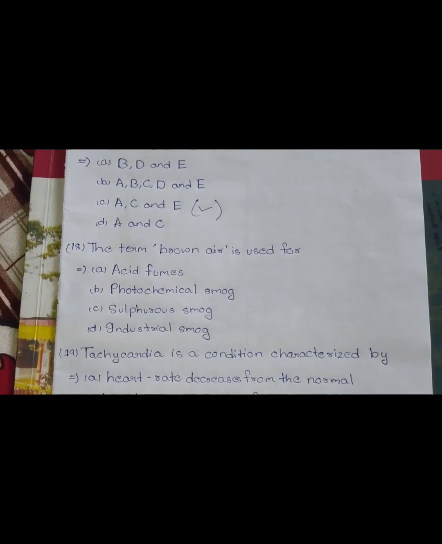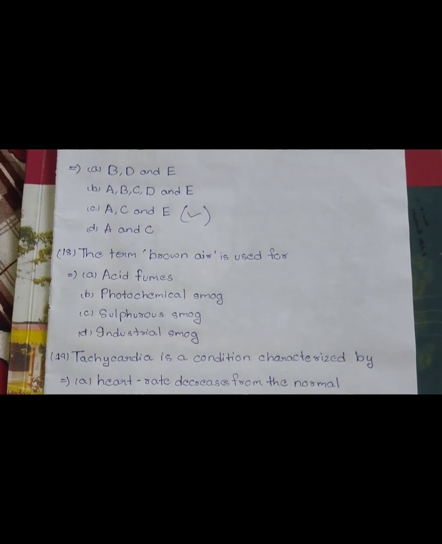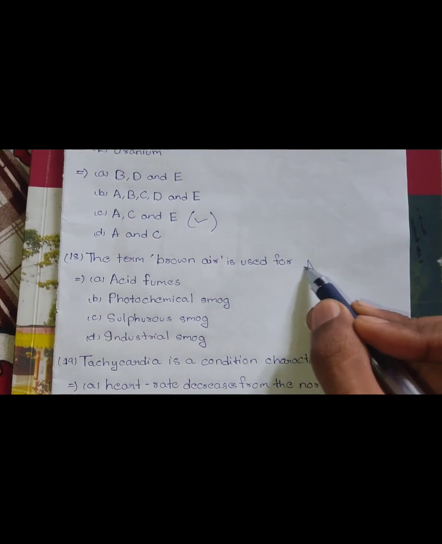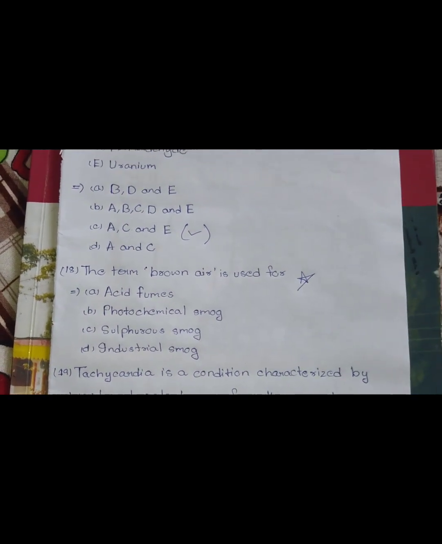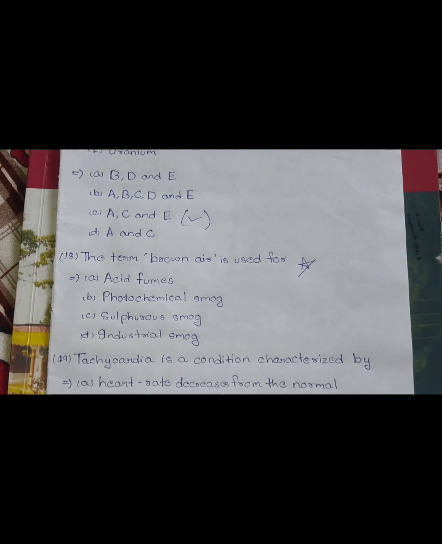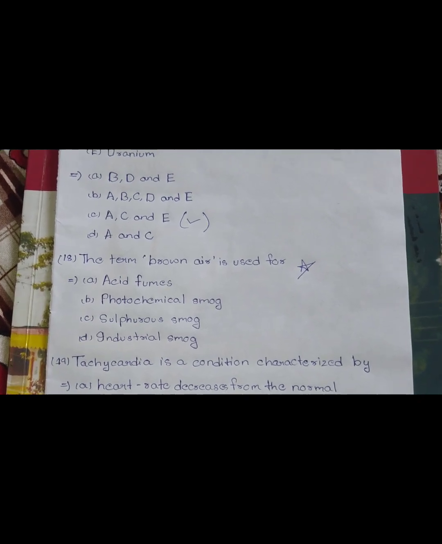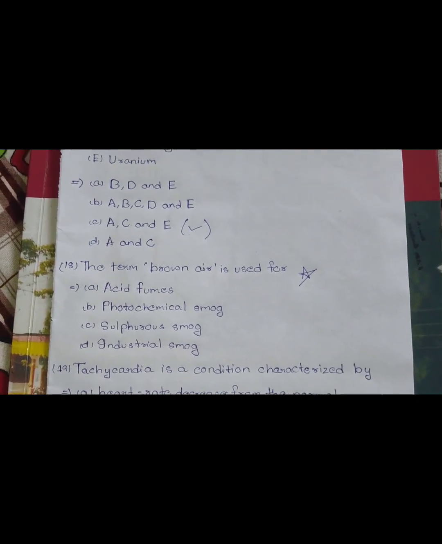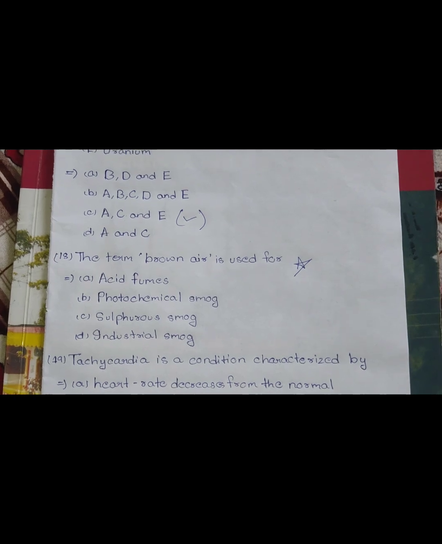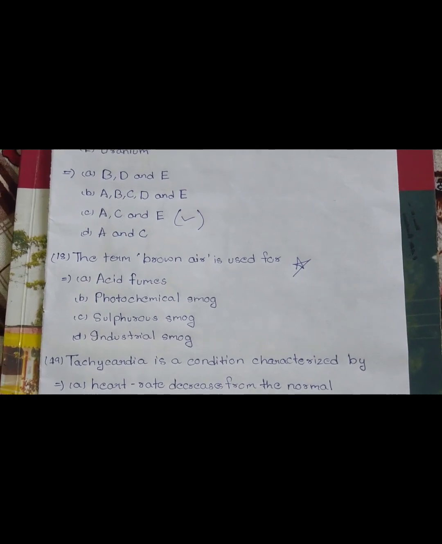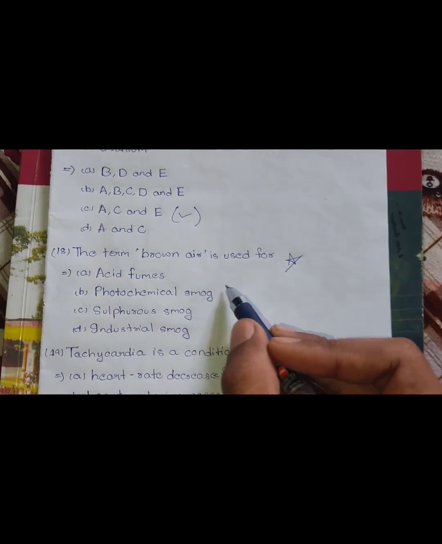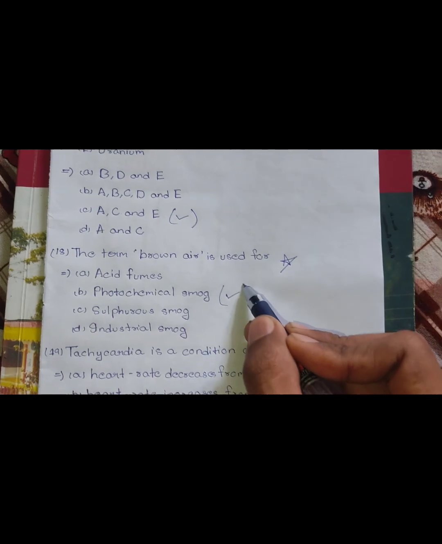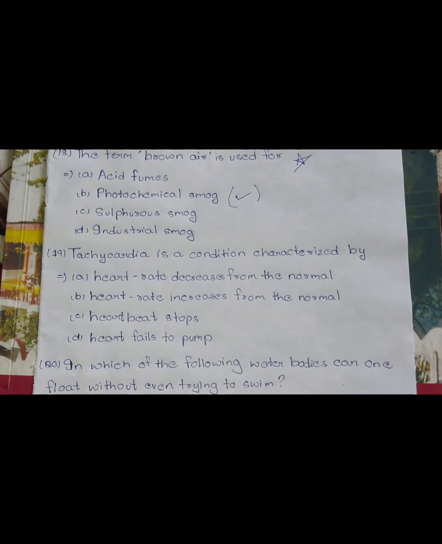The term brown air is used for, this is also one of the important questions of this set, so please note it down. Option A, acid fumes. Option B, photochemical smoke. Option C, sulfurous smoke. Option D, industrial smoke. So the right answer is option B, photochemical smoke. Next question.